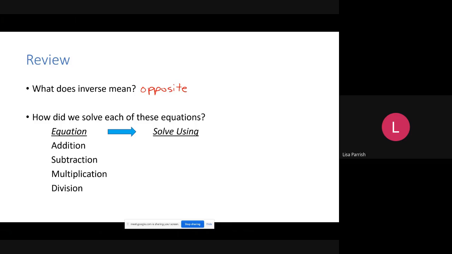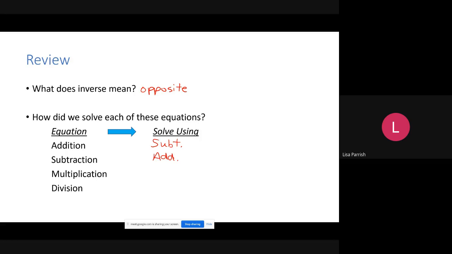For an addition equation, we solved it using the inverse, and the inverse of addition is subtraction. We solved subtraction equations by using the inverse operation, and the inverse of subtraction is addition.